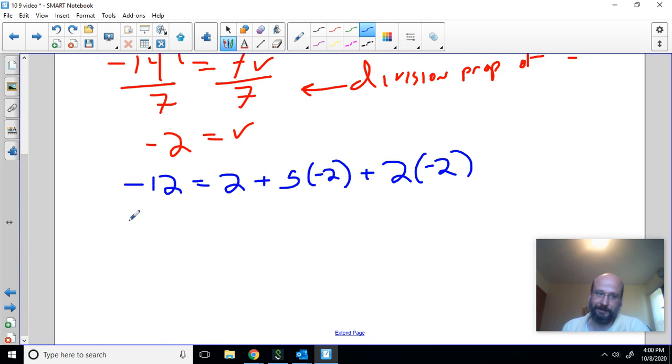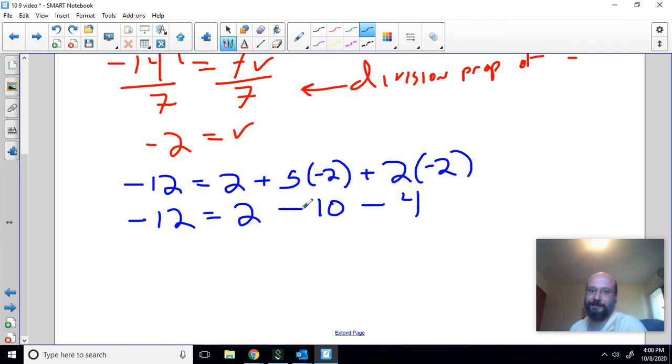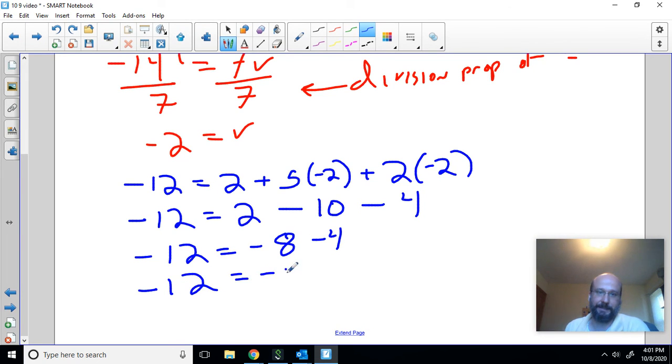So multiply first. So negative 12 equals 2 minus 10 minus 4. Because 5 times negative 2 is negative 10. 2 times negative 2 is negative 4. So now negative 12 equals negative 8 minus 4. Negative 12 equals negative 12. And I checked it. It's a lot of steps. And I'm probably going to give you, I won't give you too many problems, but I want to see all these steps.